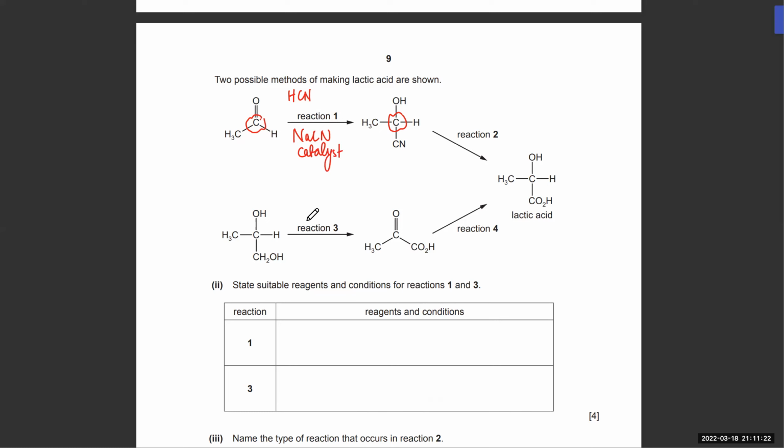And then you have this reaction three. What is happening over here is that this carbon is a secondary alcohol. Why is it a secondary alcohol? Because it's bonded to two carbon chains. So the secondary alcohol is turning into a ketone at the same carbon, and you've got a primary alcohol as well, which is turning into a carboxylic acid. So there are two things happening: a secondary alcohol and a primary alcohol.